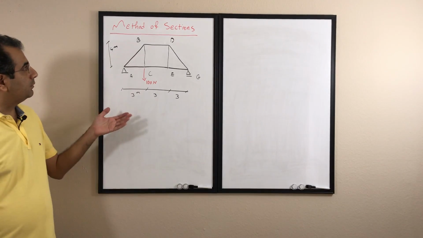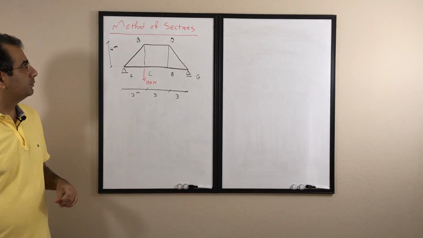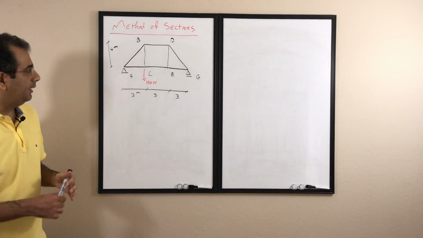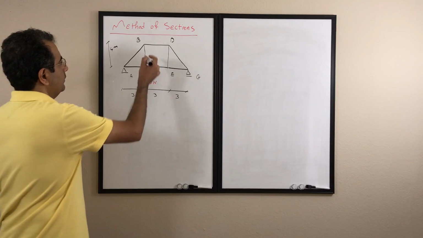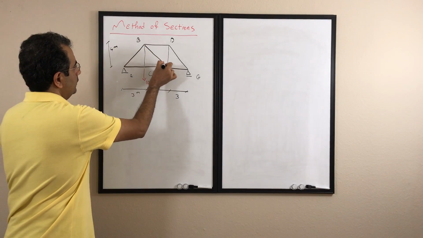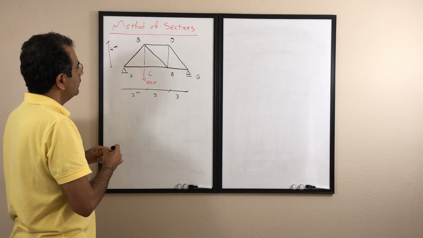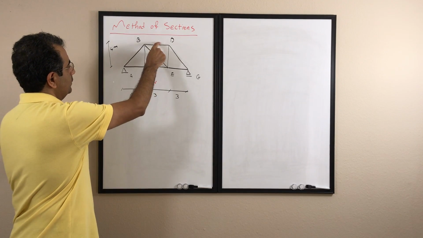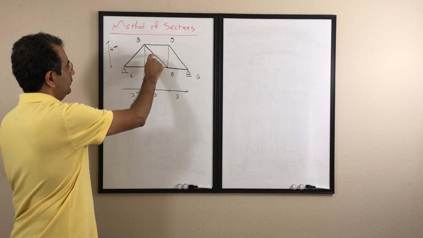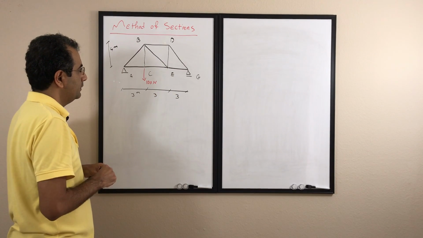Now let's look at an example to see how we do the method of sections. Assume I have a truss that looks like that. Also I have a member here. I want to find the forces in CE, BE, and BD. So these three members, I want to find the forces in those three members.